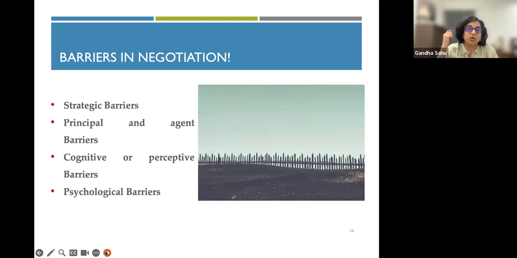Then there are cognitive or perceptive barriers. And let me give you some examples. So supposing you own an apartment somewhere and you put a value to that apartment.